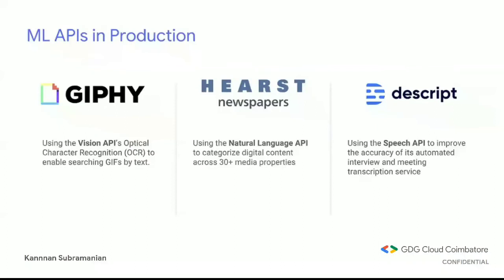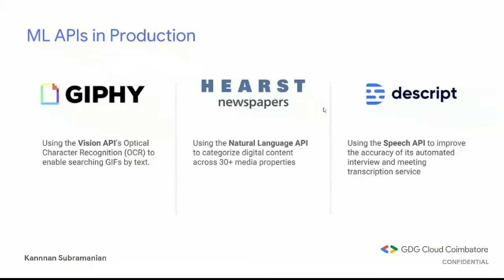ML APIs in production. Previously I talked about a lot of cloud APIs and NLP. Now these APIs in production, some of the companies. There's a company known as Giphy, a website that lets you search for GIFs. If you are using WhatsApp, there are a lot of GIFs developed by this website, shared across the web. They use the Vision API, optical character recognition, to add search by text functionality to all the GIFs.